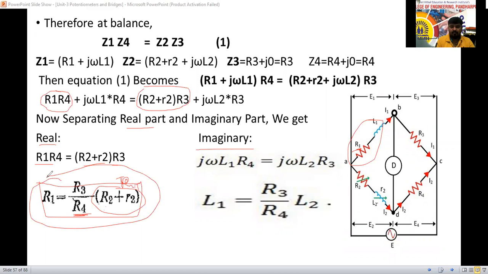Yes or no? Yes, sir. Instead of using two resistances, if he has used only one R2, then it is the same like a Wheatstone bridge here. So this term is over now. Next, the imaginary term, you go here.